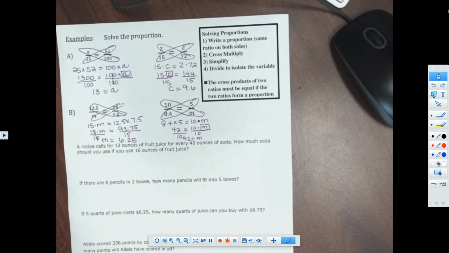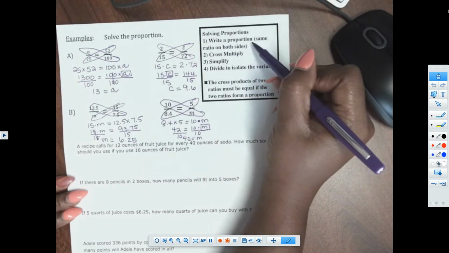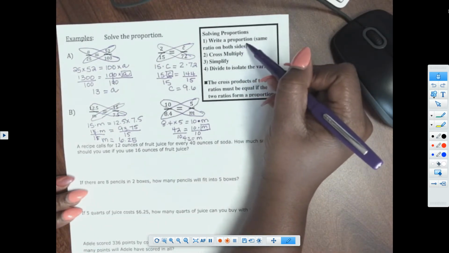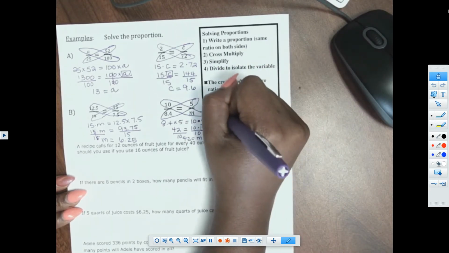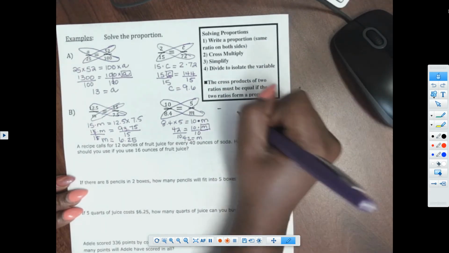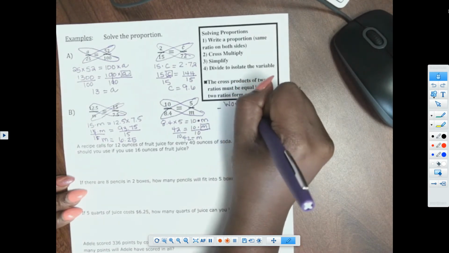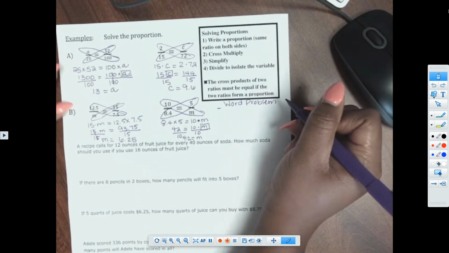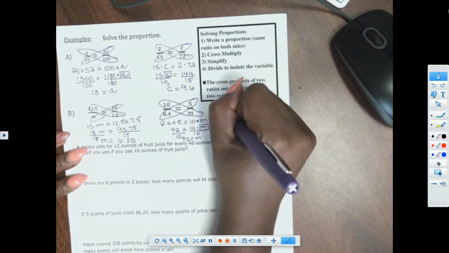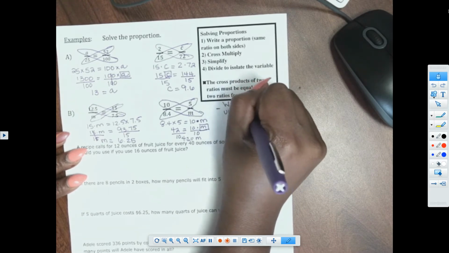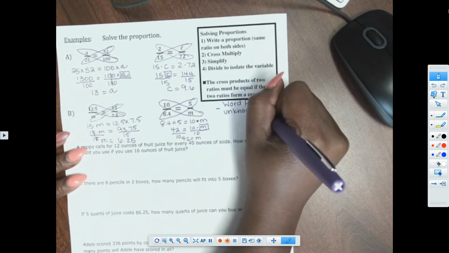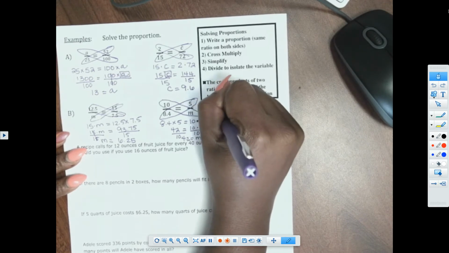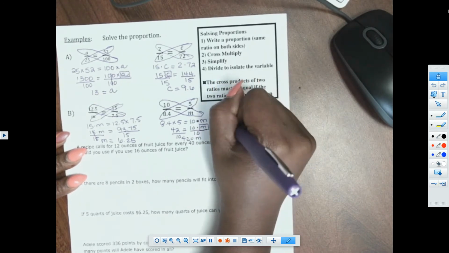But of course, math gives us word problems, correct? So when you're doing word problems, this first step, when we say write the proportion, the same on both sides, is very important. And I'm going to add another little note here for word problems. Because in these particular problems, we were given the unknown, but in this one we don't know. So the unknown is the variable.